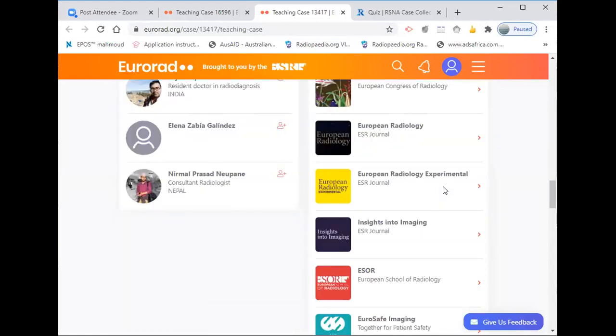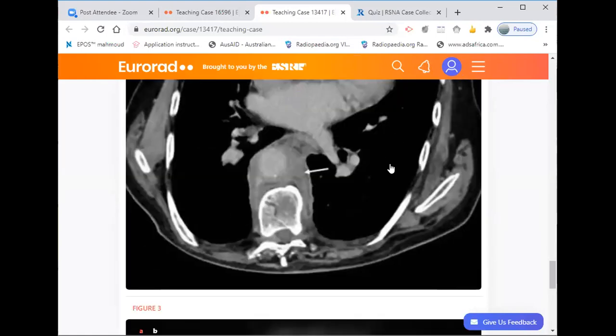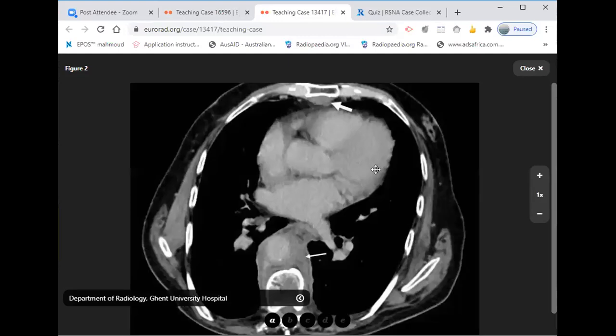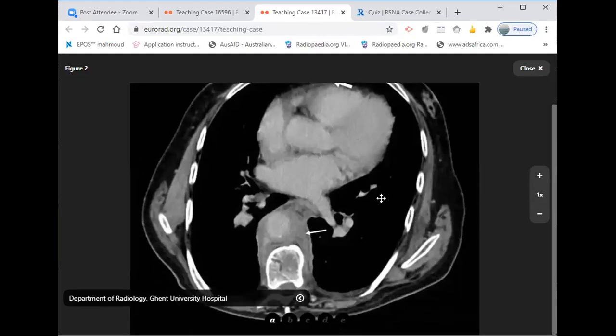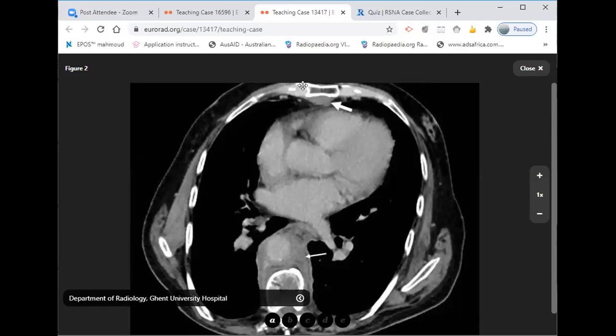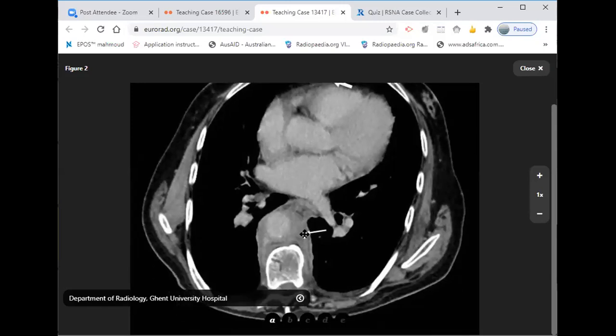So before we continue, let's have a look at the CT better and choose. Okay, well, we have arrows here. This is the sternum, and there is something soft tissue here behind the sternum, right? And yeah, this is the aorta, and you cannot even see the aortic boundary clearly because there is a soft tissue encasing the aorta.